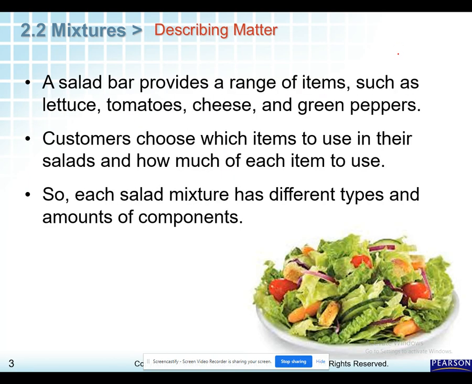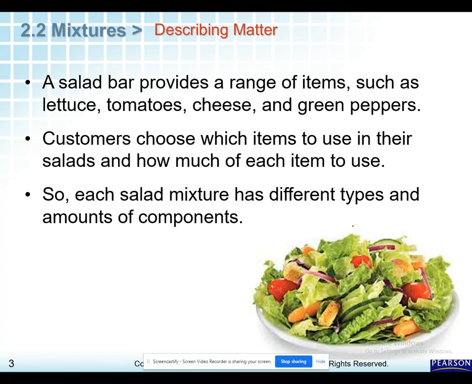So here is a good example of a mixture that we see in everyday life. If you go to a salad bar, you can get a lot of different things like lettuce, tomato, cheese, green peppers, avocado if you want that, cucumbers, croutons. Typically, customers choose what items they want on their salads and how much. So as a customer, I never get croutons. I hate them, but I get a lot of dressing. I love dressing.